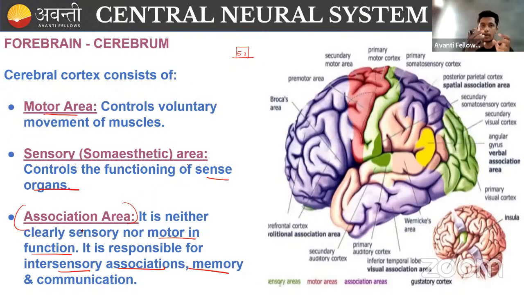Again, when we talk about the cerebral cortex, it is one of the largest areas. It controls many of the functions, right? It is divided into several lobes and areas, correct? The motor areas, somatosensory areas, or association areas are responsible for the functions that we already discussed.